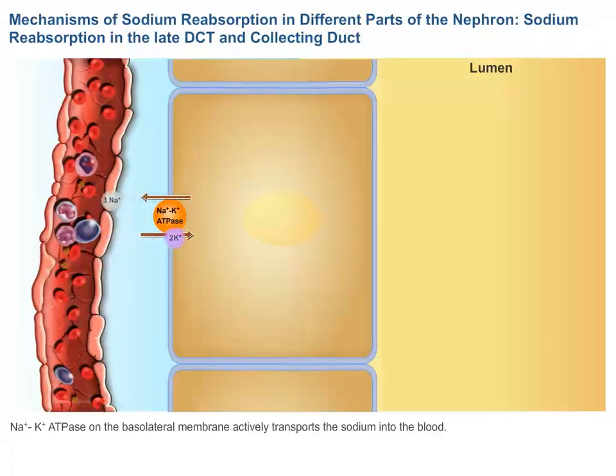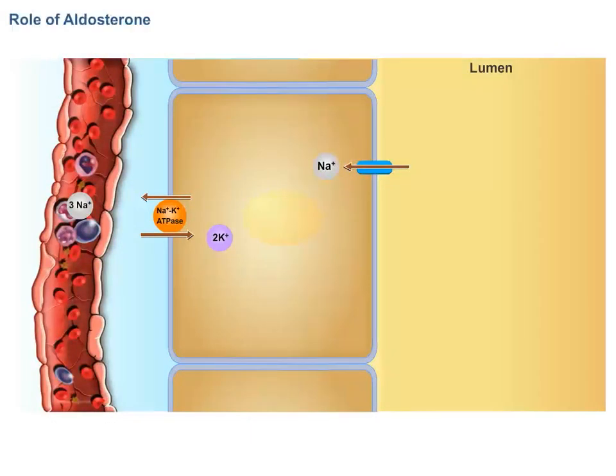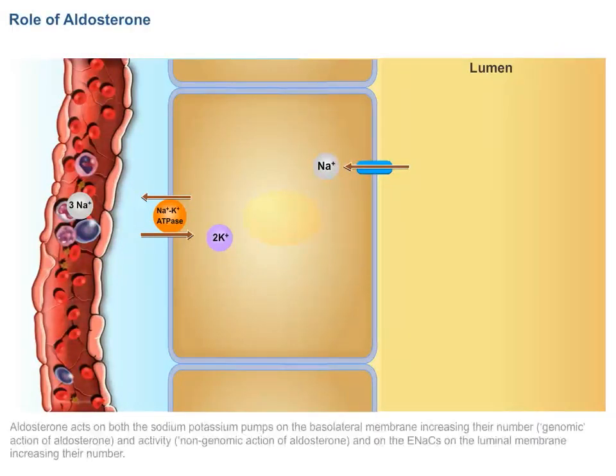Sodium-potassium ATPase on the basolateral membrane actively transports the sodium into the blood. On the luminal side, sodium is reabsorbed via the epithelial sodium channels, ENaCs.